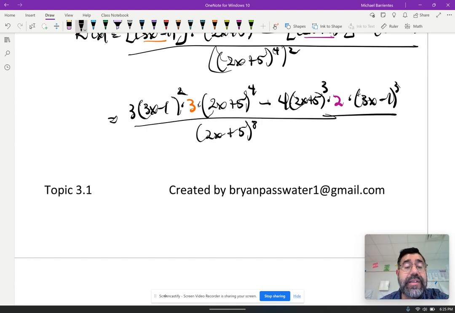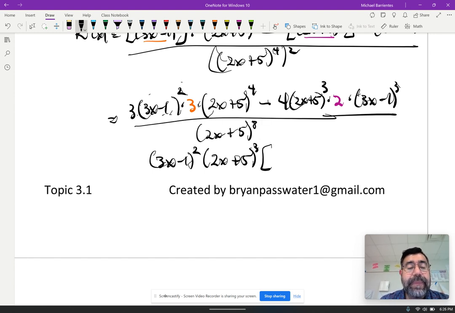Let's see. Well, I notice that this has 3x minus 1 squared, so there are two 3x minus 1s. This has 3x minus 1 cubed, there's 3. So at the most, I can take out 2. I notice this has 2x plus 5, 4 of them. I have 2x plus 5, 3 of them. So at the most, I can factor out 2x plus 5 cubed. So then what's left? Well, the 3 and the 3, that would give me 9. The 3x minus 1s, I've already factored out. The 2x plus 5s, I guess there's a 2x plus 5 left.